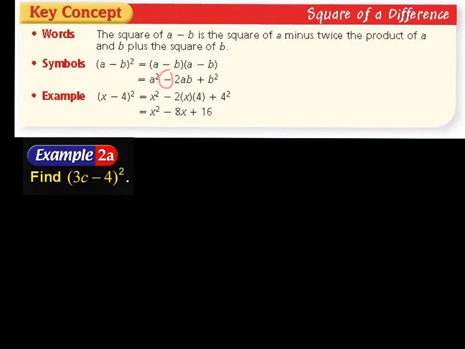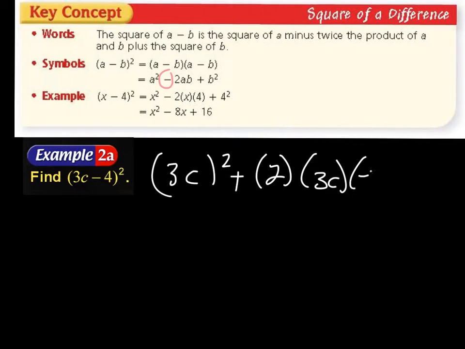So once again, we have the first term squared plus first times second times 2 plus the second term squared. And if you keep your signs in your parentheses, it comes out perfectly. I have 9c squared. Positive times positive is positive, times negative is negative. So 6 times 4 is 24c.